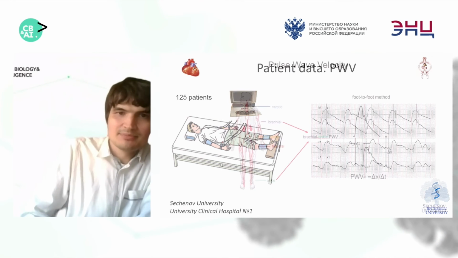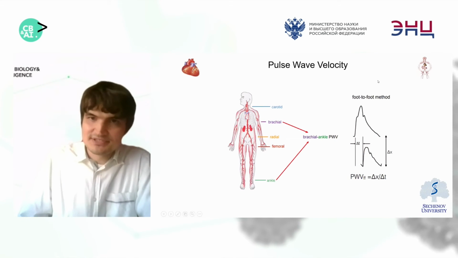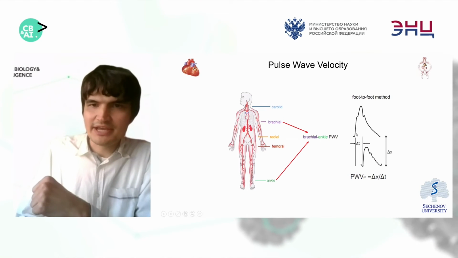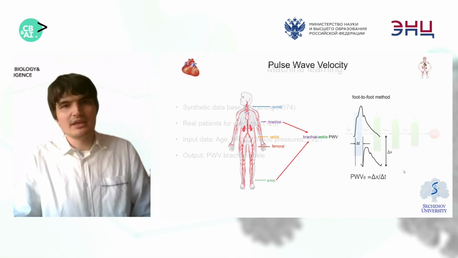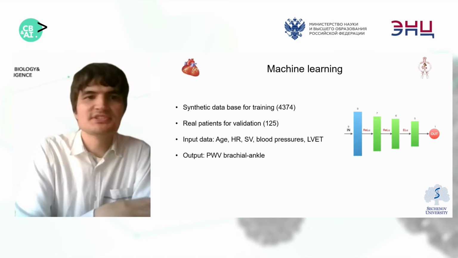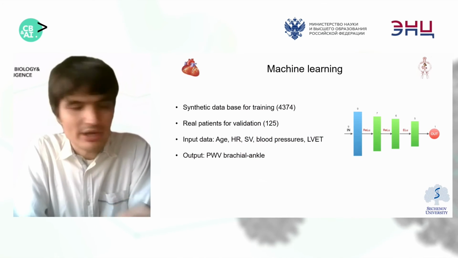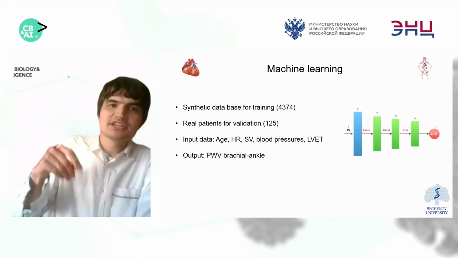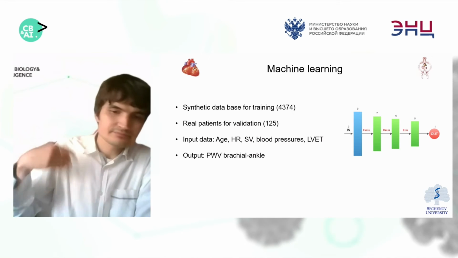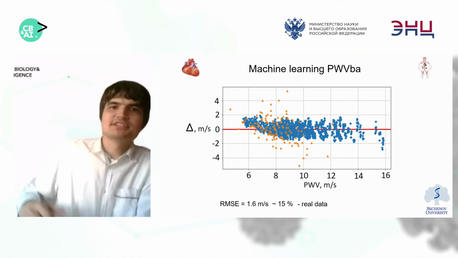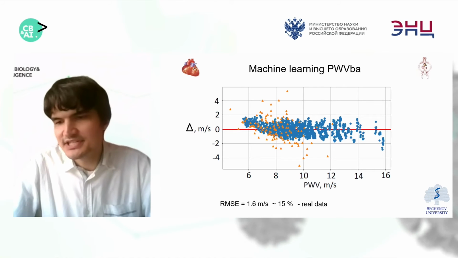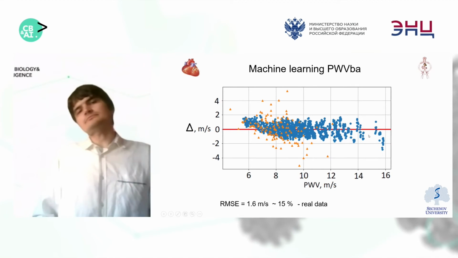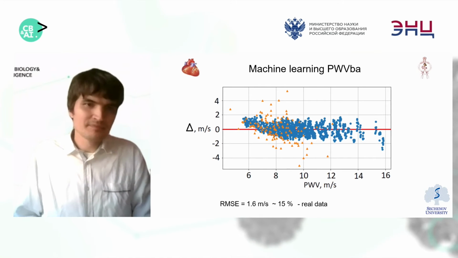So the idea behind this study is to measure pulse wave velocities in the patients with the foot-to-foot method between brachial and ankle pulse waves. And then we use the generated synthetic database for training and try to predict the pulse wave velocity of our patients. And then we compare them with the actually measured pulse wave velocities. So the results can be seen here. Blue dots are cross-validation on synthetic data, and orange triangles are actual results for real patients.